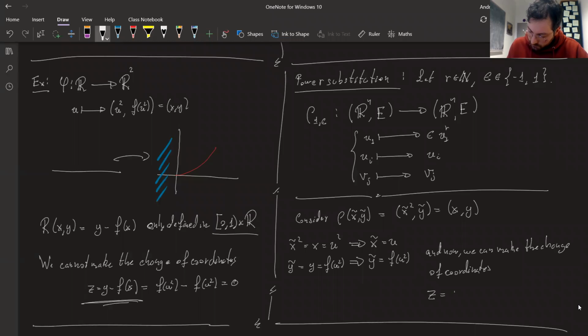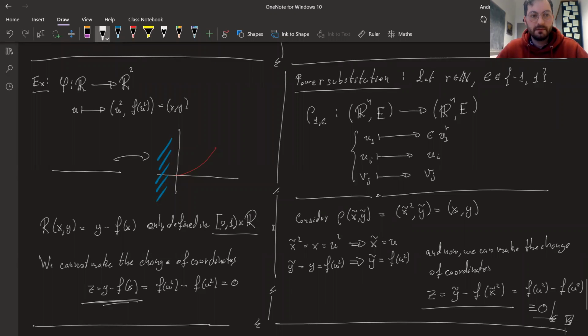Z equals y tilde minus f of x tilde square, because now this change of coordinates is defined over the open neighborhood in order to get monomial, because this is going to be f of u square minus f of u square equals 0, as we want. So now with a power substitution in the target, we were able to get monomial. Okay, so this exemplifies the difficulty in the quasianalytic case.